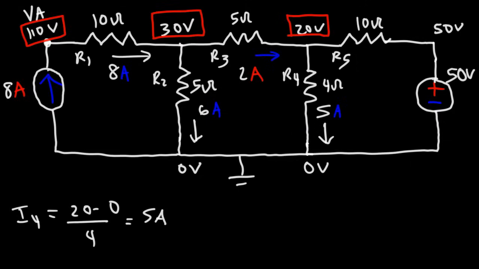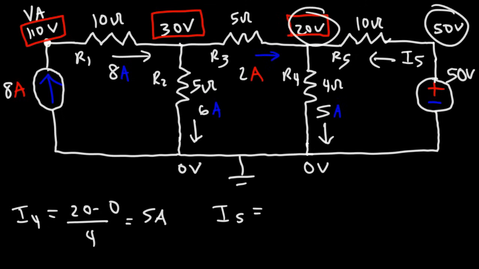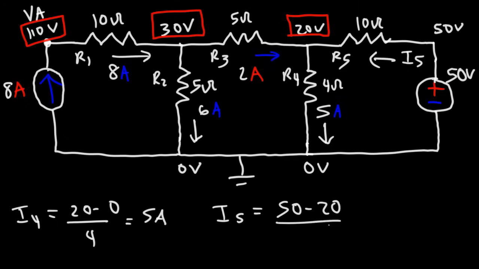Now let's do the same thing for I5, the current that flows through this resistor. So I5 is going to equal the high potential minus the low potential. So that's going to be 50 minus 20 divided by R5, which is 10. 50 minus 20 is 30. 30 divided by 10 is 3. So we have a current of 3 amps flowing through this resistor.